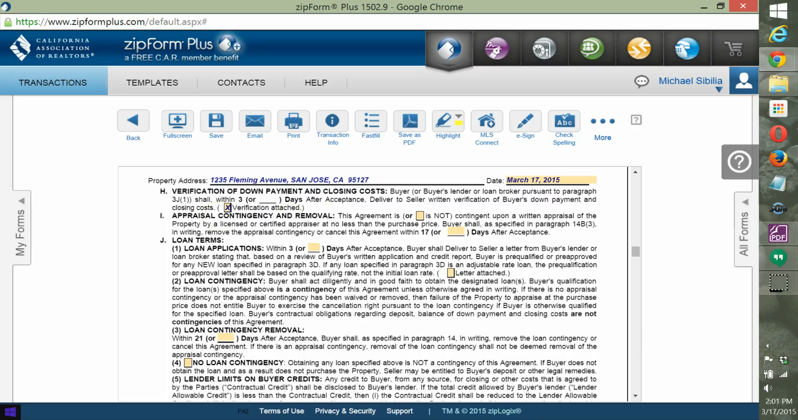Right. It just simply shows that rather than making a generic letter and giving it to the buyer, the loan agent had a conversation about them making an offer on this particular property at that particular price. It's not really a big deal. As a listing agent, I really didn't care, it just is to make it look more personal. So, appraisal contingency and removal: this agreement is or is not contingent upon a written appraisal of the property.